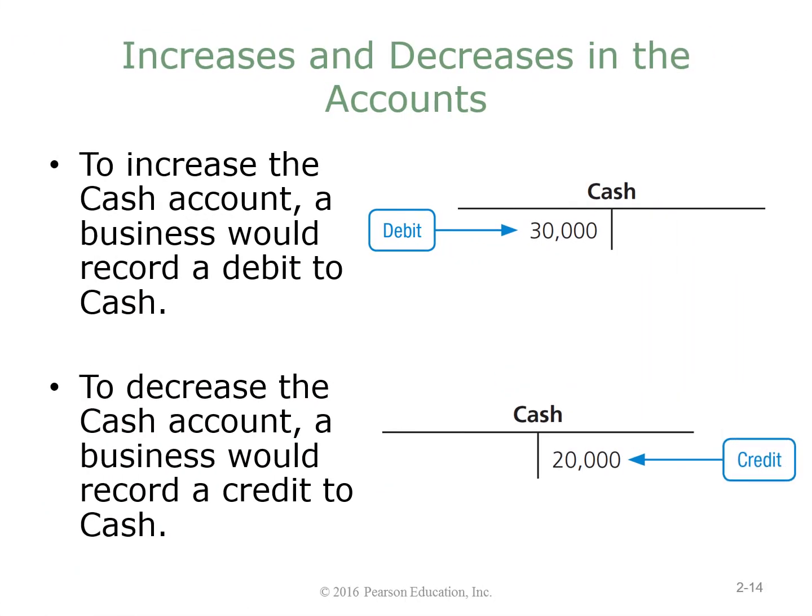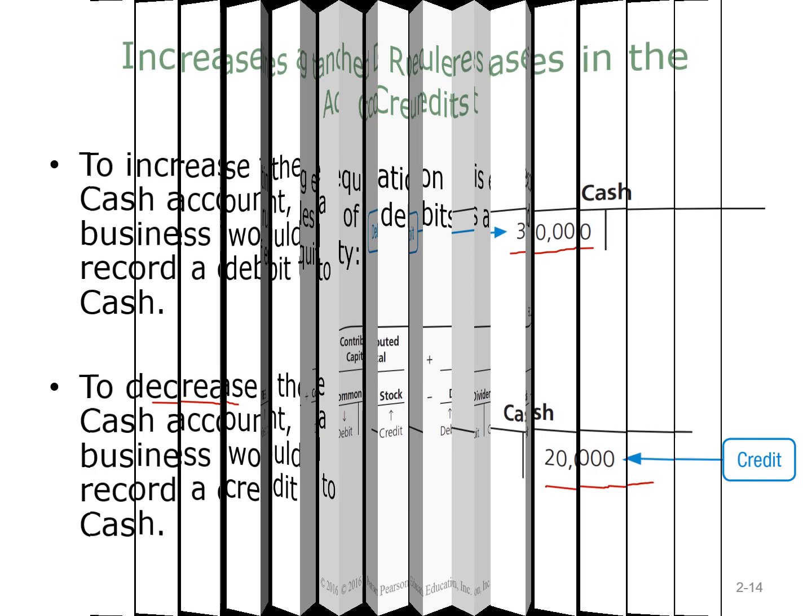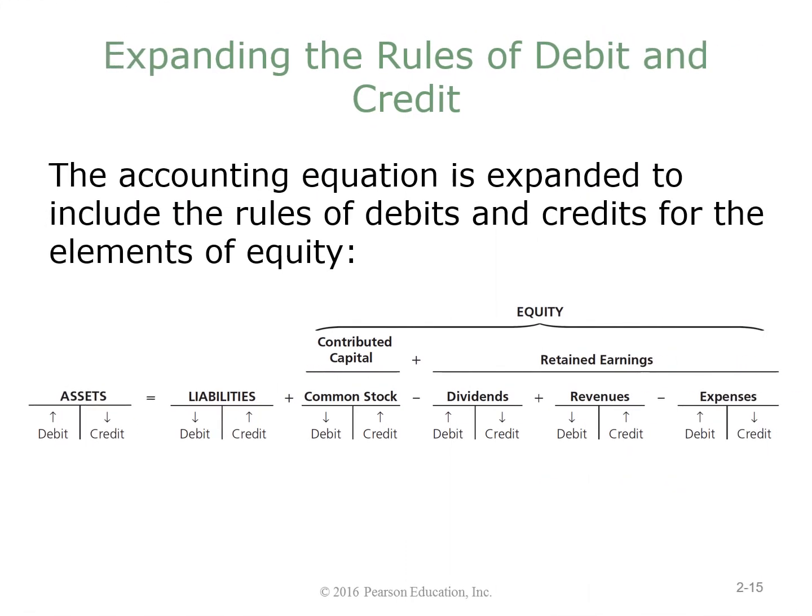Increase and decrease. Whenever the cash will increase due to the transaction that we said, we purchased supplies, okay, to increase the cash, a business would record a debit to cash. Meaning whenever the cash will increase, it will be debited. And whenever it decreases, it must be credited. You have to keep that in mind and you have to memorize that by heart. Okay. In order to expand that rule, accounting is expanded to include the rule of debit and credit for elements of equity. Assets, debit and credit. Liability, debit and credit. But actually you have to keep an eye here.